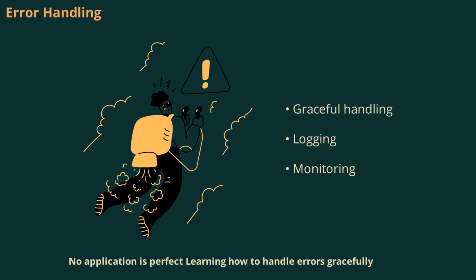No application is perfect. Learning how to handle errors gracefully is an important skill for backend developers. Implement logging, monitoring, and alerting to catch issues early and keep your systems running smoothly.